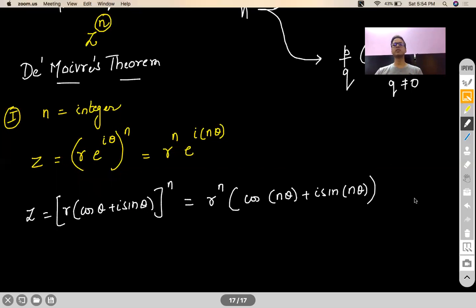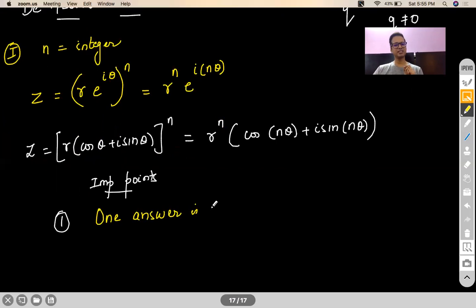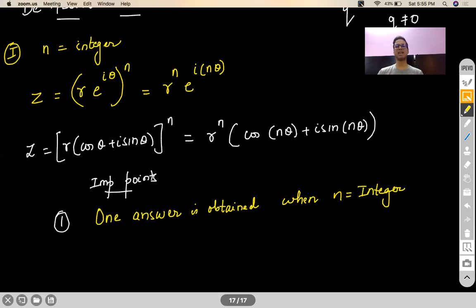Guys, few things to be noted down over here. Important pointers. Number one, you only get one answer for it. Only one answer is obtained when you are raising the complex number to an integer power. When n is an integer, only one answer is obtained. Unlike the case of when you are raising it to a fractional power, or you can say a rational number of p by q form, which we'll talk about in some time, not right now.